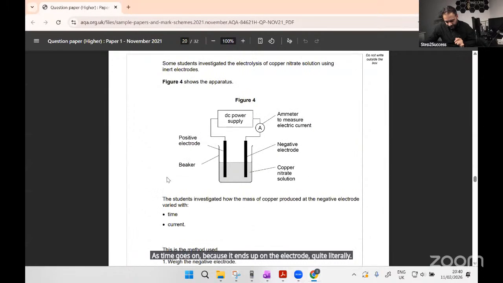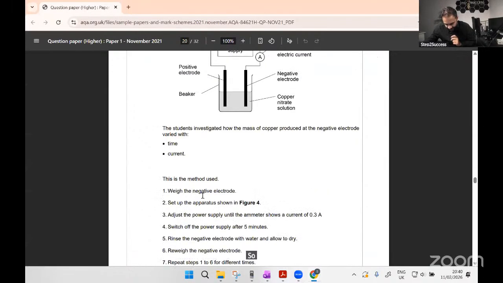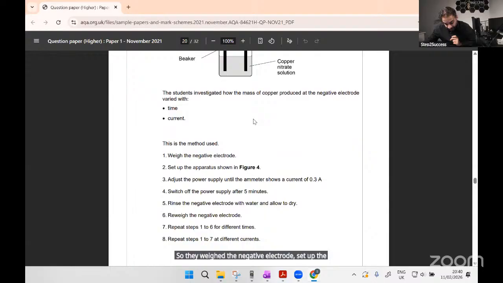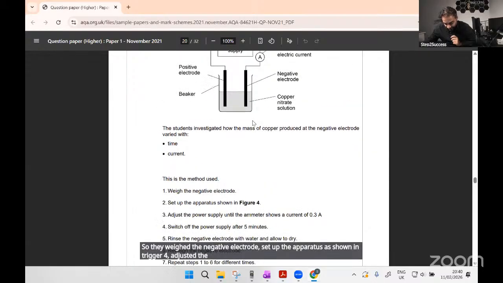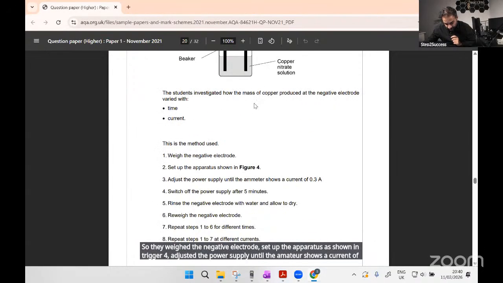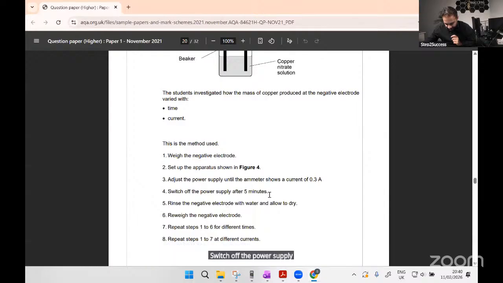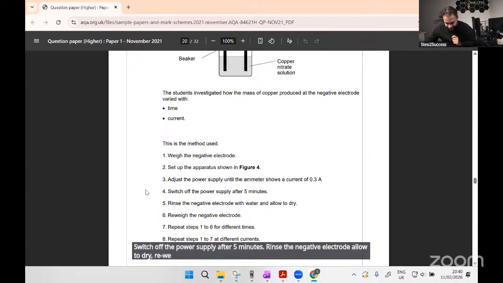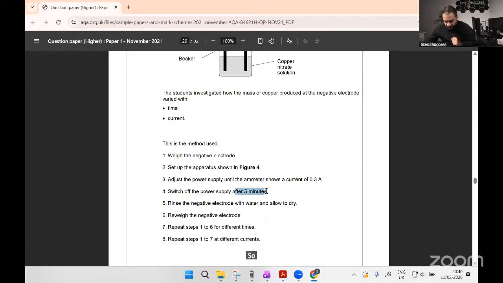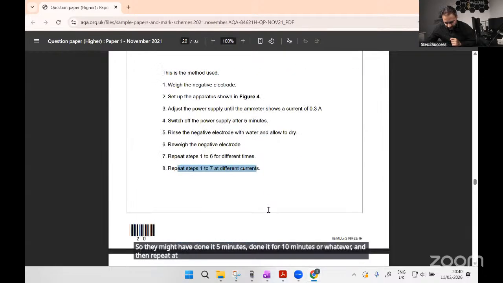So they weighed the negative electrode, set up the apparatus as shown in figure 4. Adjusted the power supply until the ammeter shows a current of 0.3 amps. Switch off the power supply after 5 minutes. Rinse the negative electrode and allow to dry. Reweigh it, and then repeat 1 to 6 for different times. So they might have done it for 5 minutes, done it for 10 minutes or whatever. And then repeat at different currents as well.